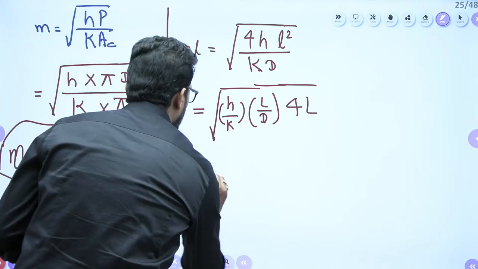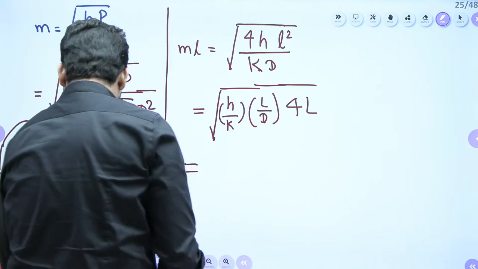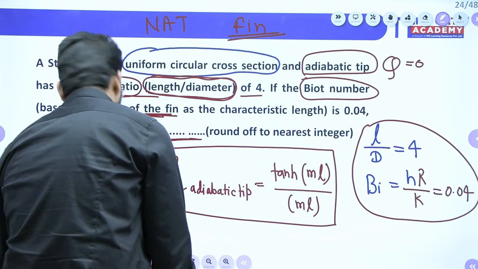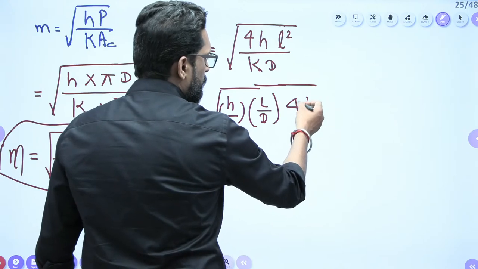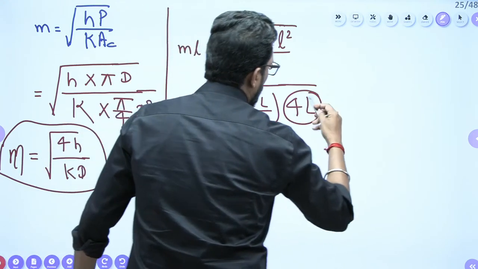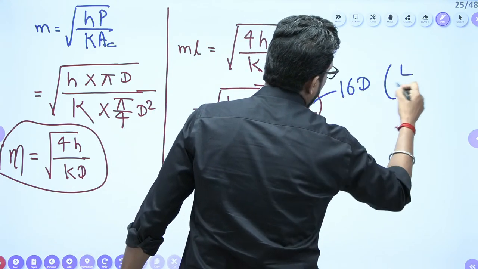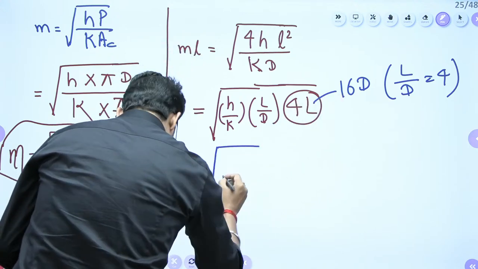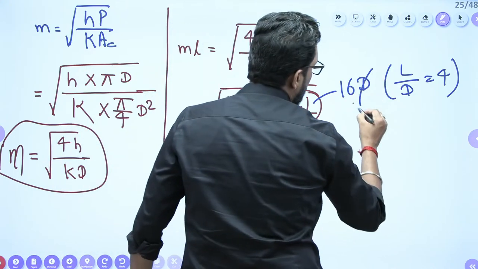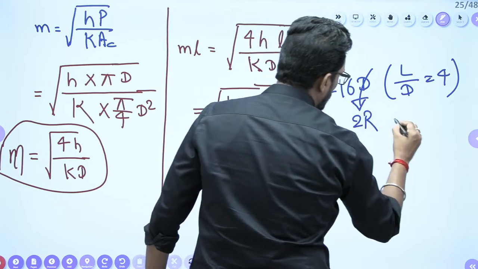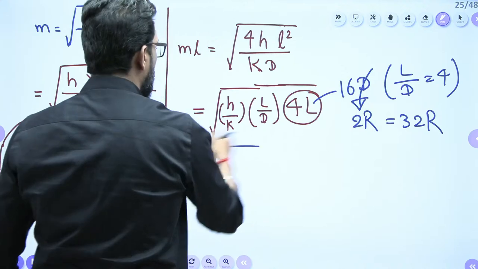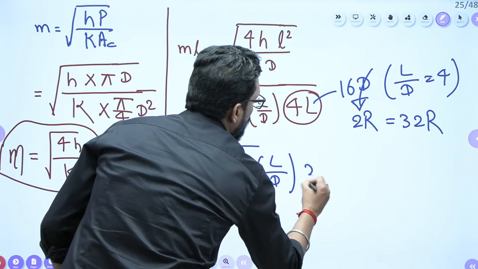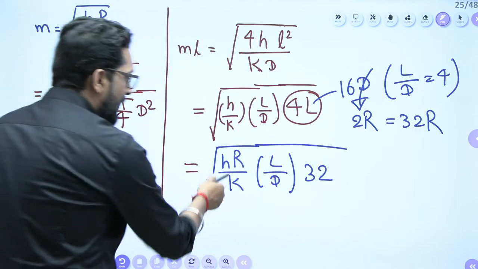Now put this. Why? Because we know the aspect ratio L is equal to 4D. From here, L is equal to 4D, so 4L is 16 into D. Why? Because L by D is equal to 4. It is given. So from here we can write in terms of R. In terms of R, D is equal to 2R, so 16 into 2 is 32 into R. Put all. And hR upon k, L by D into 32.